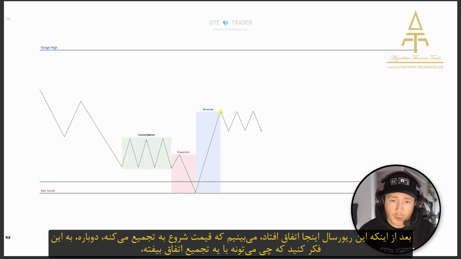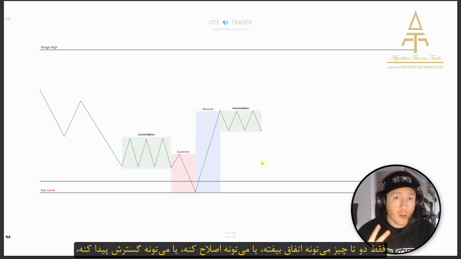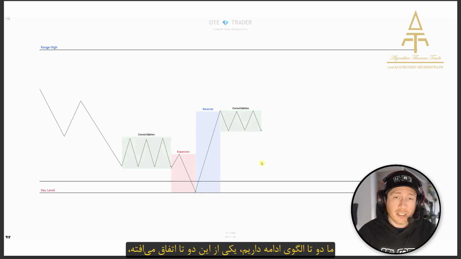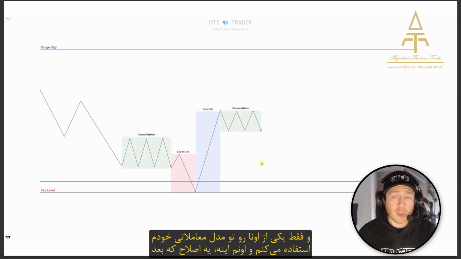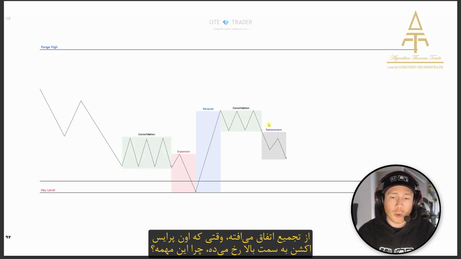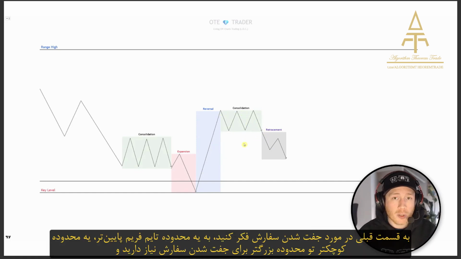After this reversal happened over here, we can see price starts to consolidate. Again, think about what can happen with a consolidation. There are only 2 things that can happen. It can either retrace or it can expand. We have 2 continuation patterns. Either one of these 2 will happen, and only one I use in my trading model, and that is this one. It's a retracement which happens after the consolidation when that price leg up occurs. Why is this important? Think back about the previous episode about order pairing.